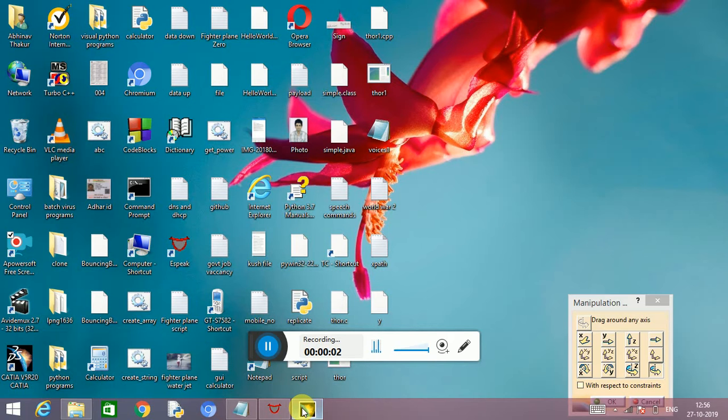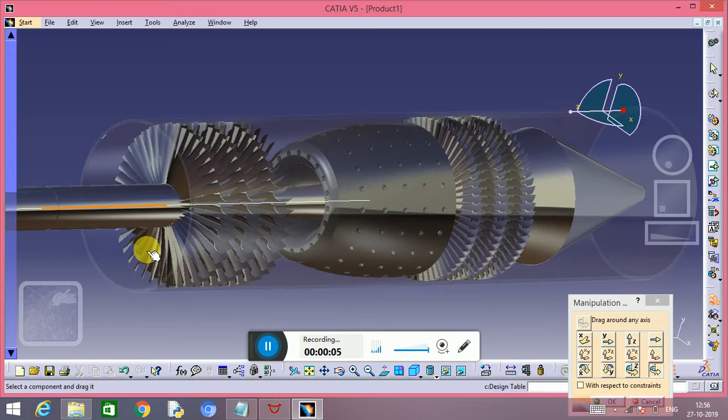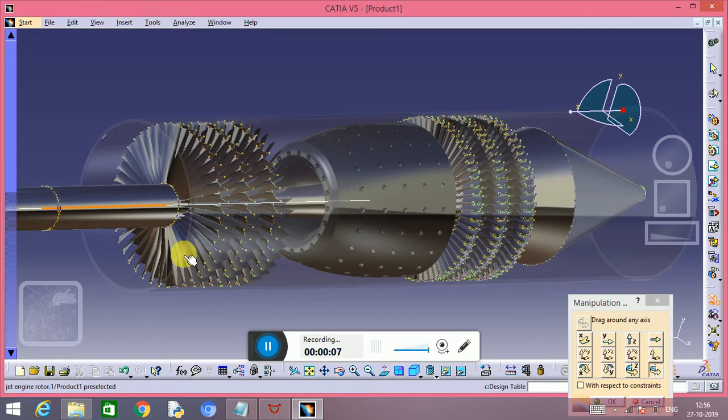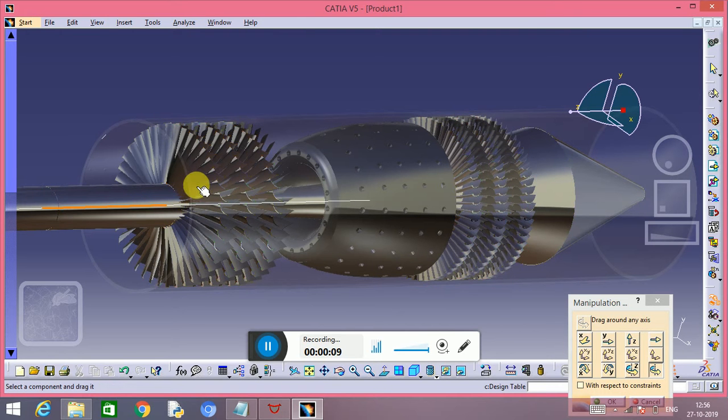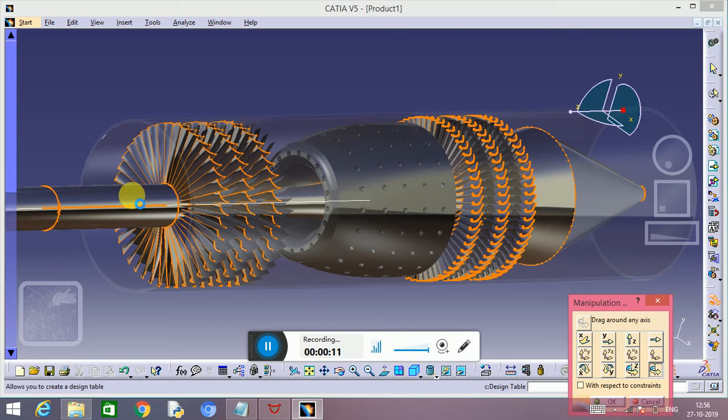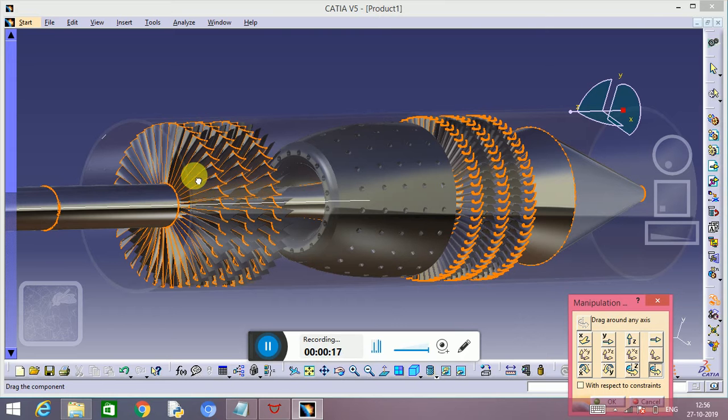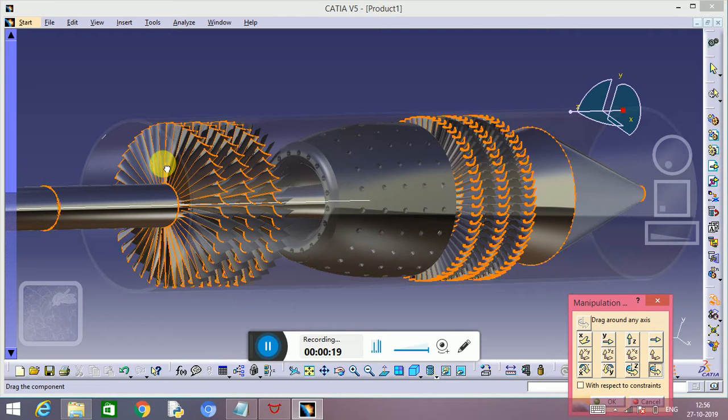Before designing a fighter plane, let's understand how it works. A fighter plane consists of a powerful jet engine and a wing mechanism. The work of the jet engine is to produce thrust, which gives a forward push to the plane.